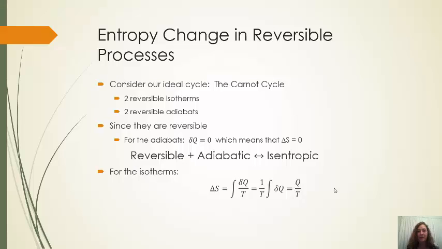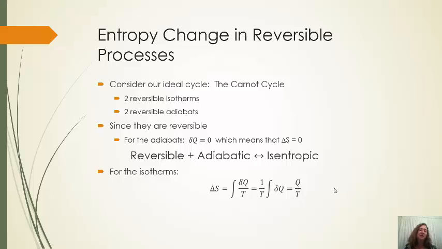but as long as we're doing changes in entropy, that's not a problem. So in a reversible process, what we do is we go back to our ideal cycle, the Carnot cycle. So we have two reversible isotherms and two reversible adiabats. Now, they are reversible, so the dq over T is going to be equal to dS, simply because it's reversible. For the adiabat, dq is 0. There's no heat transfer if it's adiabatic. So therefore, delta S is going to be 0.